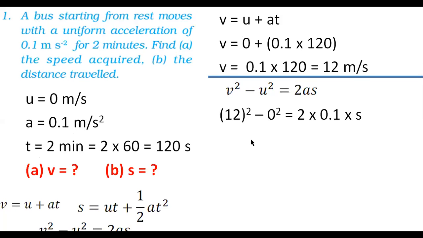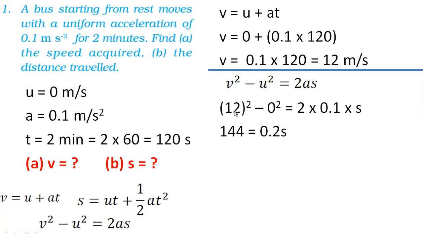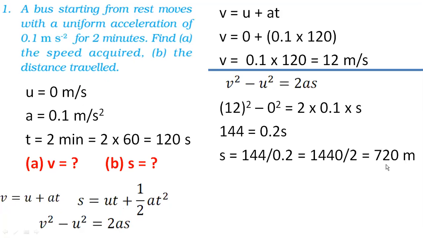Very simple. Okay? So 12 square is 144. 2 into 0.1 is 0.2 and that S will remain as it is. This S is not second, this is S displacement, the distance traveled. Now I can shift that 0.2 to the other side. So that will become 144 by 0.2. Now I will shift that point to the above side. It will become 1440 by 2. So I just have to divide it. So that will become 720 meters.